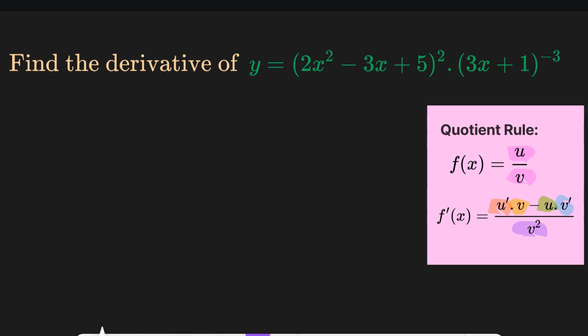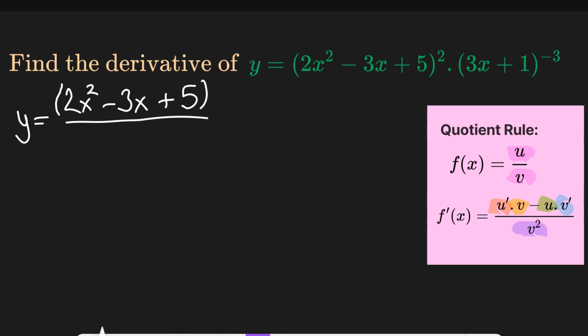Let's look at another example. As I told in the first question, we can solve this question by using product rule as well, but I will use quotient rule here. Let's rewrite the y as a rational function. To apply the quotient rule, we have to find the derivative of top and bottom functions first. Let's call numerator u and denominator v.